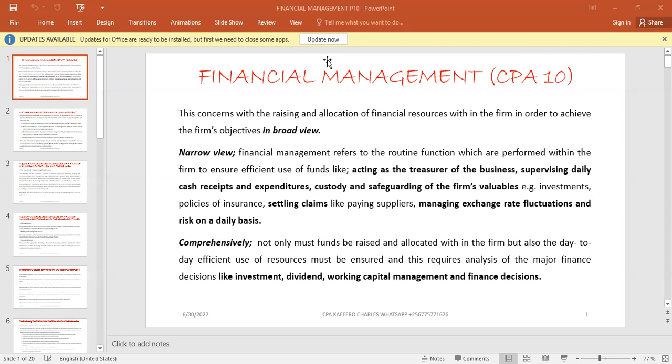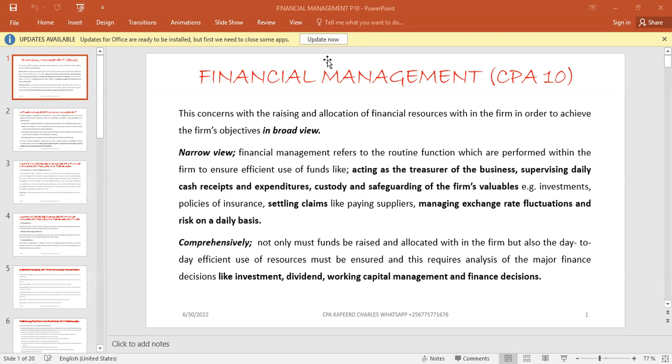Acting as a treasurer of the business, we are going to be seeing the role of a treasurer within the organization. One of them is managing exchange rates and planning cash, and all that stuff we are going to be seeing as we look at some of the roles performed by the treasurer. But you have to first know that a financial manager will be acting as a treasurer of the business.